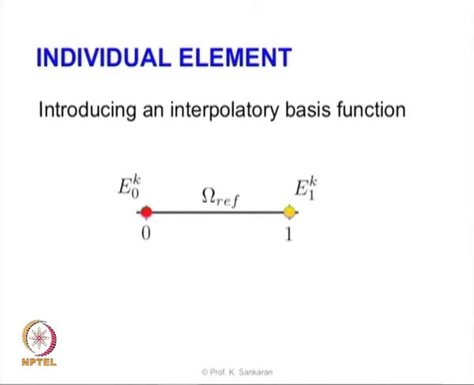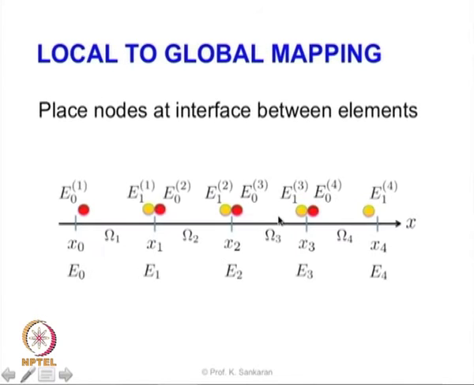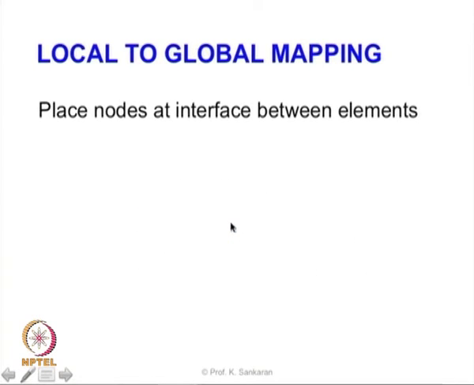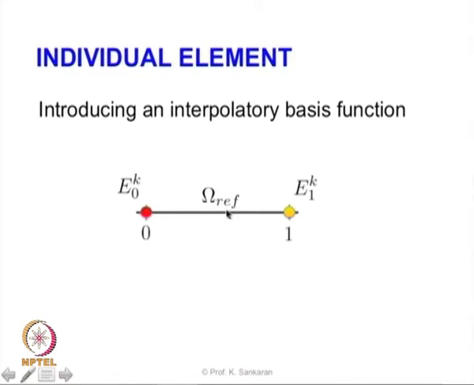So let us introduce certain nodes on the interface. What we have got here is, inside the reference element there is a left point and then the right point, and that is what we see inside each of the individual elements. Inside each individual element there is a left point and a right point. The left points are represented as the red points and the right points are represented as the yellow points, and that is exactly coming from the mapping to the reference element.